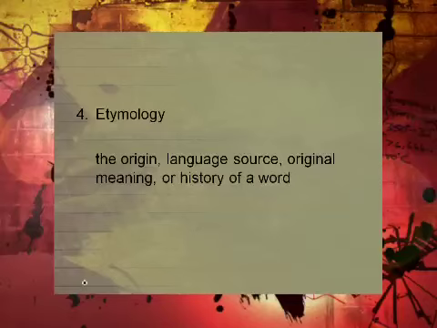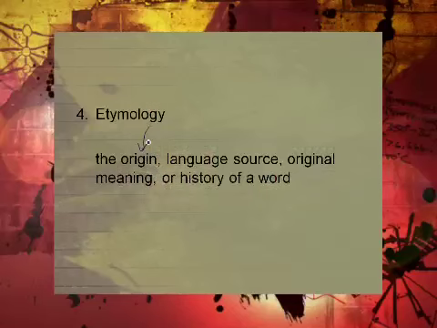Welcome back. We're talking about the dictionary and the kind of information that you can find in the dictionary. We've looked at 3 kinds of information. The 4th one is etymology. Don't let that word worry you. It means the origin or the language of source, the language the word came from, the original meaning of the word, or the history of the word.